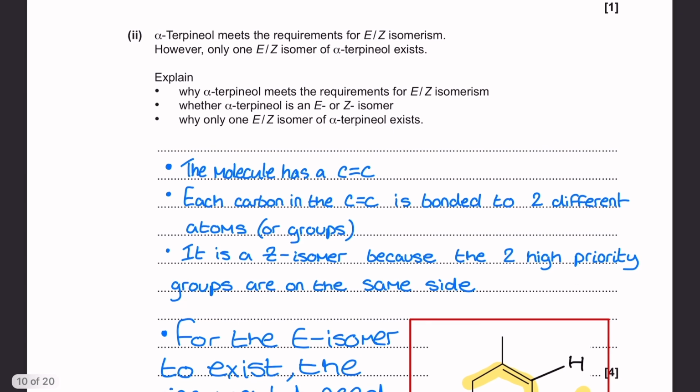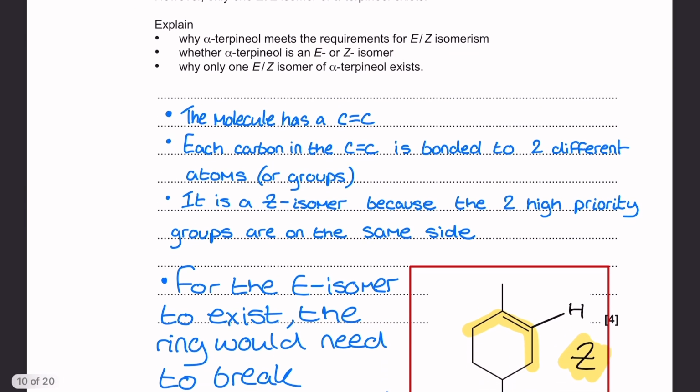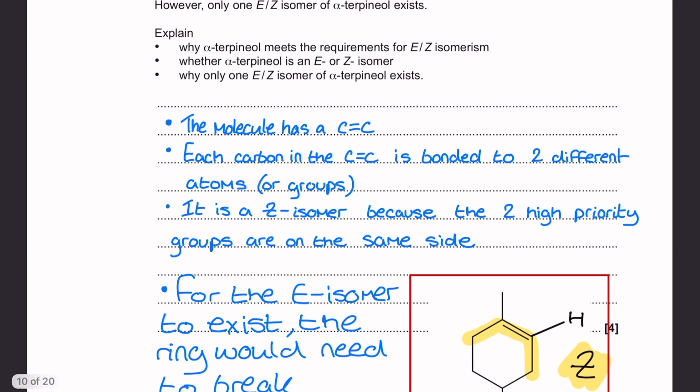Moving down here, alpha terpineol meets the requirement for EZ isomerism. However, only one EZ isomer of alpha terpineol exists. Explain. We've got a series of bullet points here. Why alpha terpineol meets the requirements of EZ isomerism, whether alpha terpineol is an E or a Z isomer, and explain why only one EZ isomer of alpha terpineol exists.